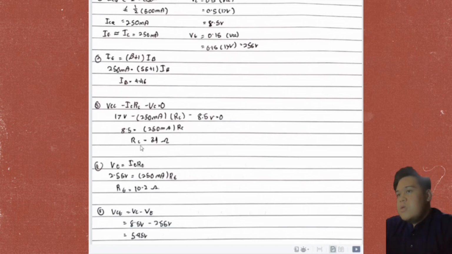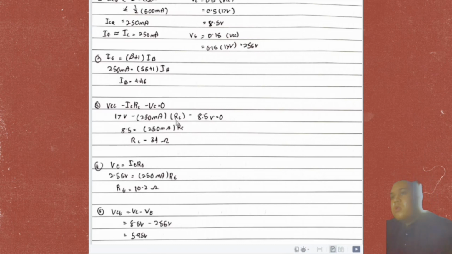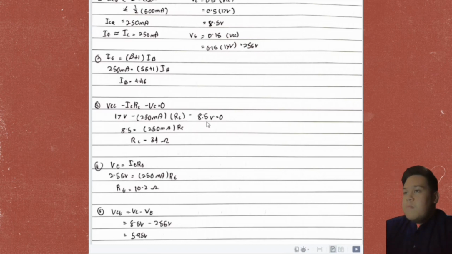Next, we need to find the RC. For RC we use the KVL formula, which is VCC minus ICRC minus VC equal to 0. So VCC 70 volt minus 200 milliampere times RC and minus 8.5 volt equal to 0. And so we get the RC 34 ohm.